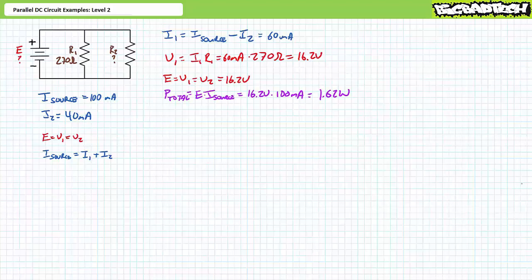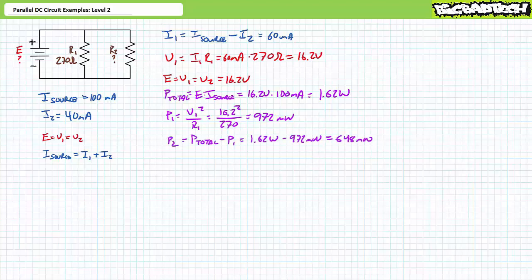Total power supplied to the system is equal to supply voltage times source current. Substituting our given values yields 1.62 watts. The power dissipated by resistor 1 is equal to the voltage across it squared divided by resistance. Substituting our given values yields 972 milliwatts. If total power equals P1 plus P2, an algebraic rearrangement of this power distribution formula, solving for unknown power P2, demonstrates that P2 is equal to P total minus P1. Substituting our given values yields 648 milliwatts. An application of Ohm's law solving for R2 demonstrates that R2 is the voltage across it divided by the current through it. Substituting our given values demonstrates that R2 is 405 ohms.